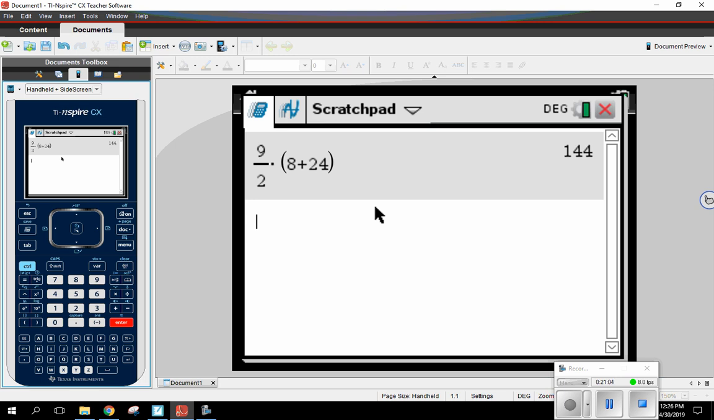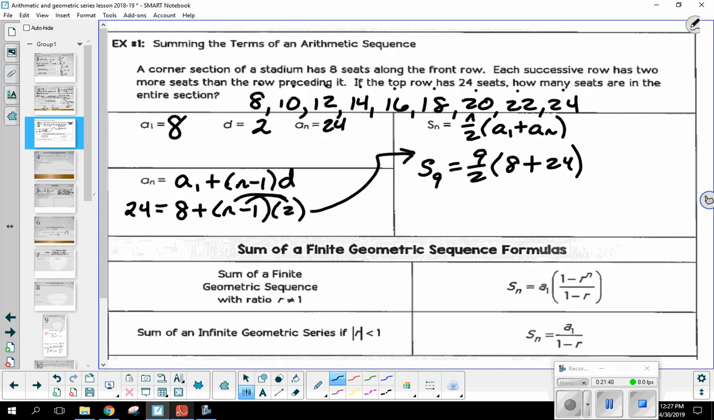Now, if you were to do it the old-fashioned way, just add up the terms you saw. Remember, we started with 8, and every row increased by 2. So 10 plus 12 plus 14 plus 16 plus 18 plus 20 plus 22 plus 24. See, it still gives me the same thing. So if it's small enough, maybe you can just add them up if that's what you want to do, but the formulas will give you the same answer. So I know that section should have 144 seats.